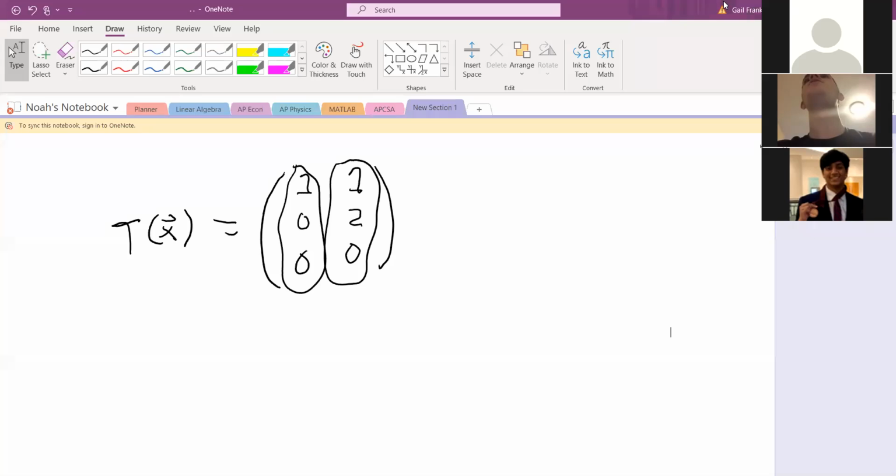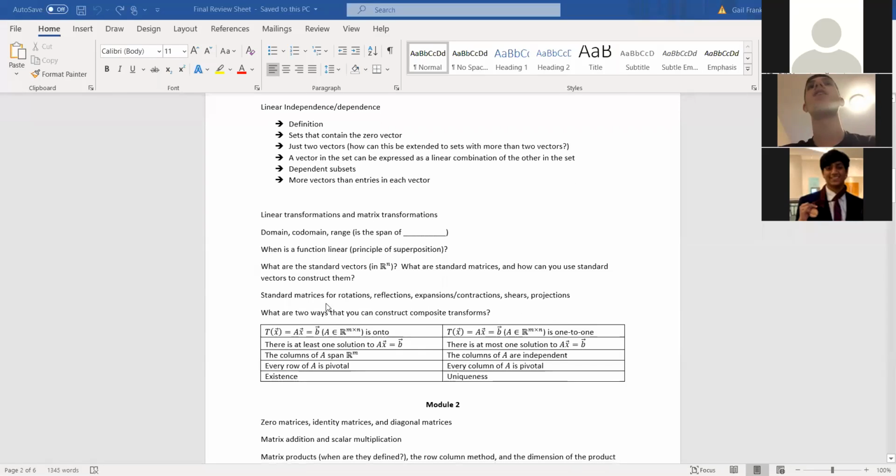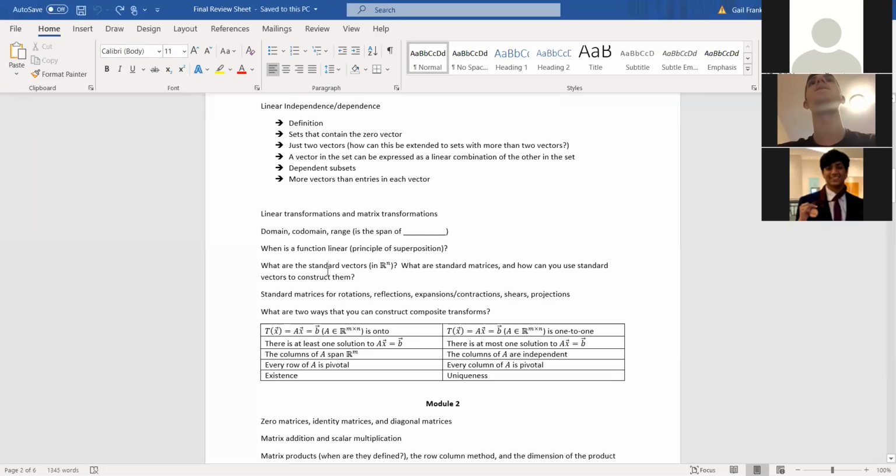Yeah. Stop share, share again. See final review sheet. Okay, so first, standard matrix. Standard matrix is just the matrix that does the transformation. So it's the matrix you multiply the vector by, AX. So A would be the standard matrix.